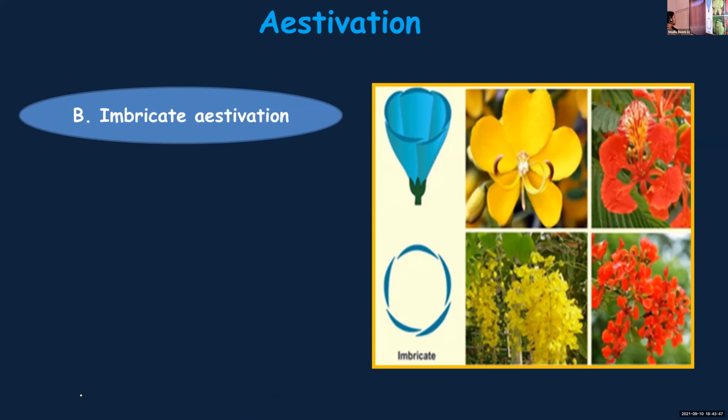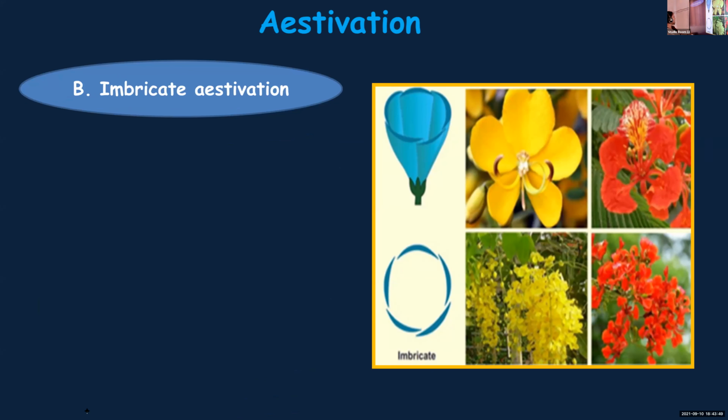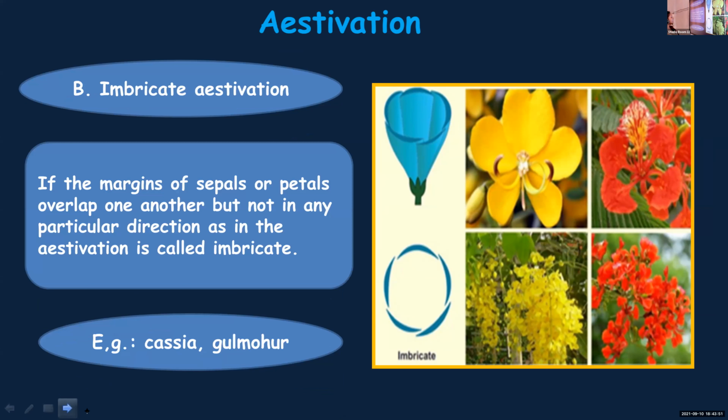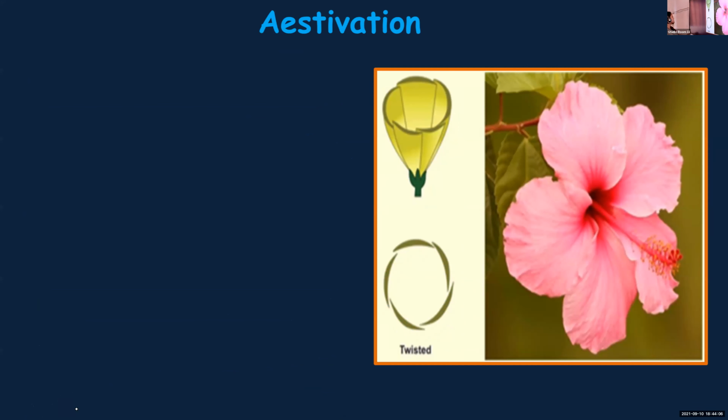Example, calotropis. Then we learned about imbricate aestivation. In imbricate aestivation, margins of sepals and petals overlap. But this overlapping is not in any particular pattern or in any particular direction. Then you call it imbricate aestivation. Cassia and Gulmohar.